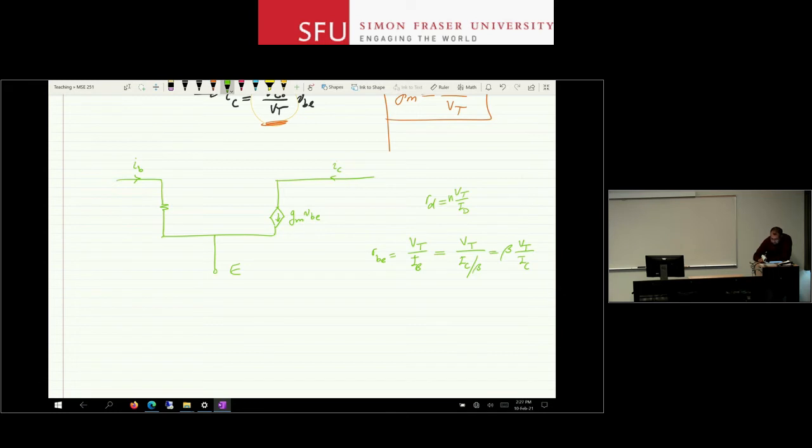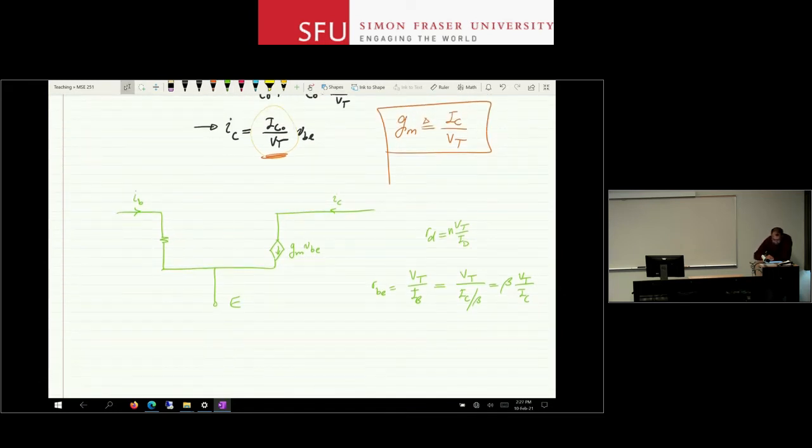But I already have chosen a name for the IC over VT ratio. This ratio already has a name. So RBE in this case, the resistor that I put here, is going to be equal to beta over GM. Okay, so you calculate GM based on the DC collector current, and you use that as a multiplier in front of that controlled current source. That same value, you just multiply it by beta and inverse it, and then you can use it to calculate the resistor that goes in here. So this is the resistor, this is VBE, and this is RBE.